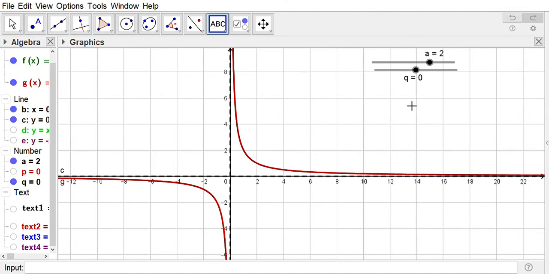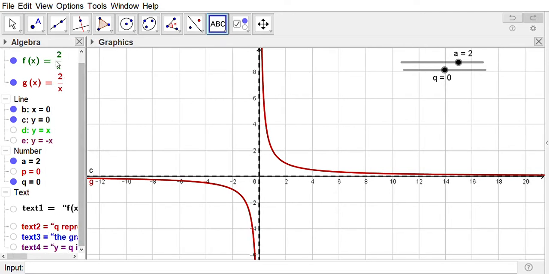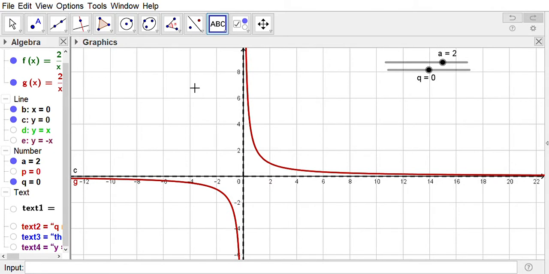In this diagram here, we are trying to investigate the effect of Q on the graph. The equation of the graph is f of x equal to 2 over x. So we're trying to investigate what will happen if I change the value of Q around. As the graph stands now, the value of Q is 0.